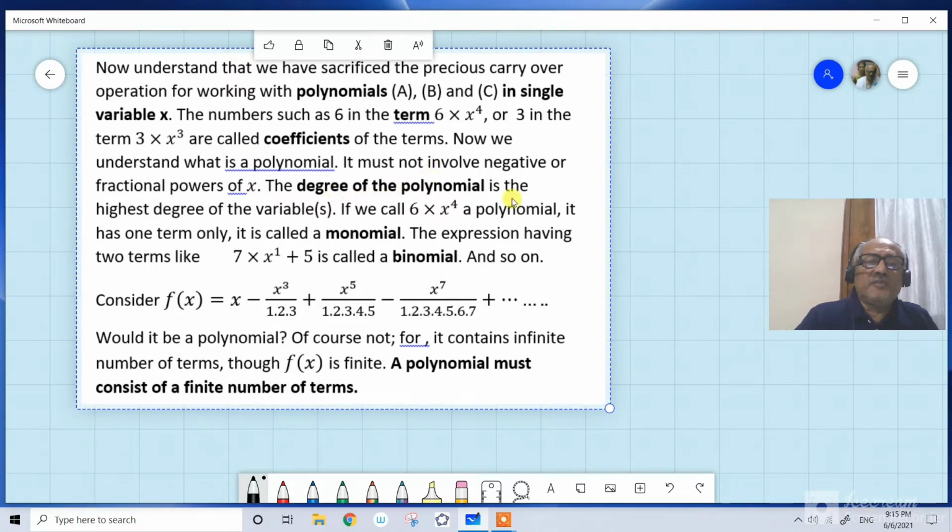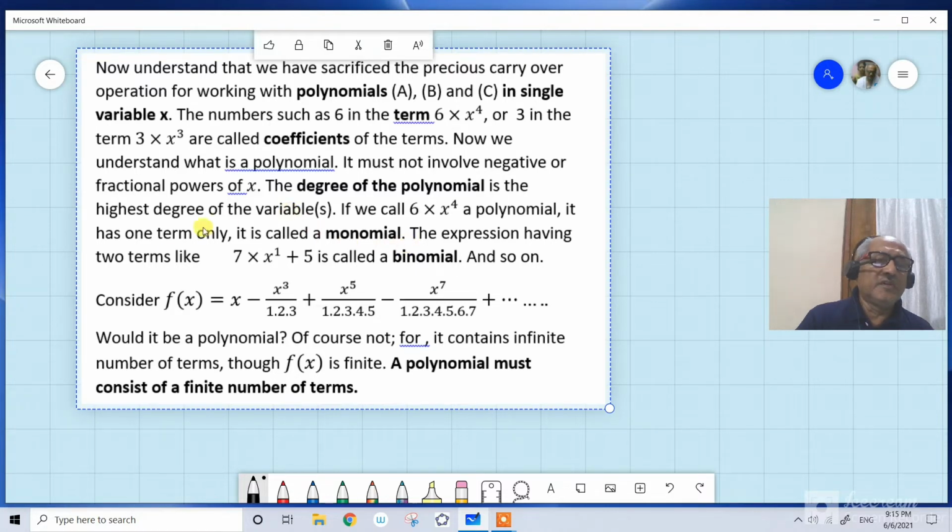The degree of polynomial is the highest degree of the variable or variables if x and y are there. So highest degree is 4. The degree of polynomial here is 4. So if there is only one term, this 6x to the power 4 we call a monomial. And if there are two terms, suppose 7x plus 5 in some polynomial, we call it a binomial like that. One thing we must specially note that the polynomial of degree n cannot be infinite.